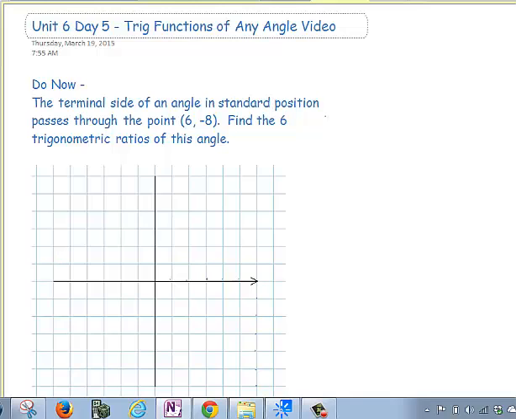The first type we already know how to do, we did it in class, and if you want to just fast forward through this, you can, but if you need this for review, I suggest that you try this one out. Terminal side of an angle passes through the point (6, -8). Find the six trig ratios. The six trig ratios are the sine ratio, the cosine ratio, tangent, cosecant, secant, and cotangent of theta.